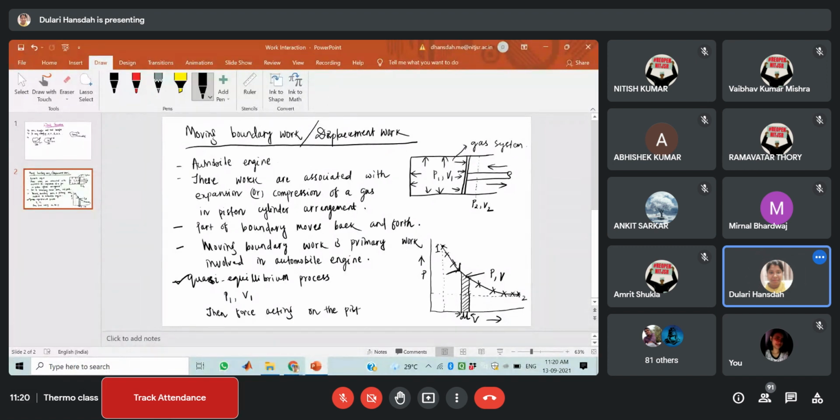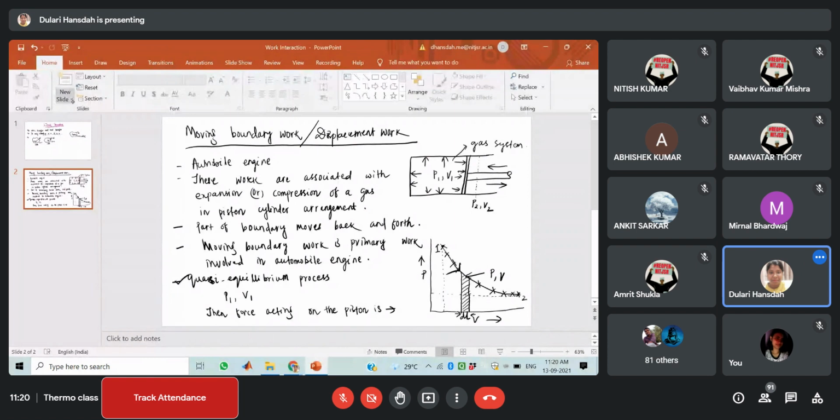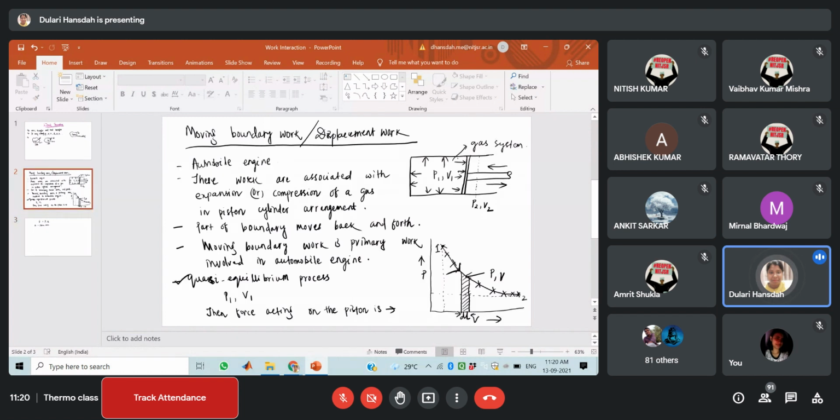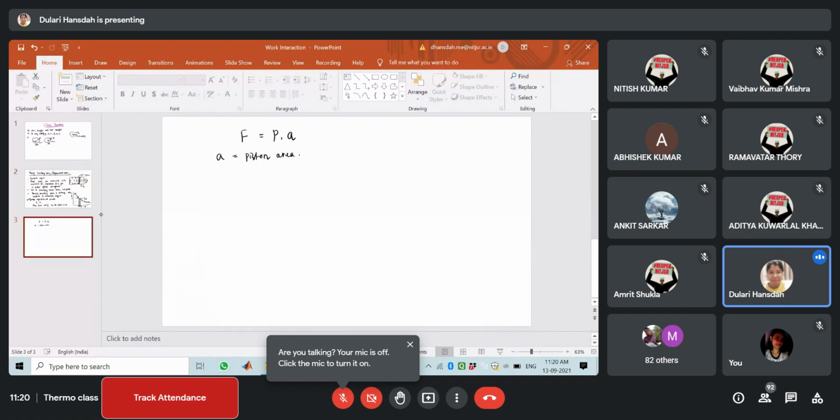on the piston is F. Okay. So the force acting on the piston is a multiplication of pressure and area. So let us consider A is your piston area, and P is your pressure acting on the surface of the piston. So in case of any intermediate point, we are considering this situation. Then F is equal to P into A, where A is your piston area.